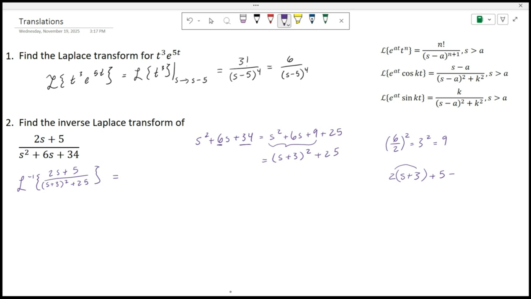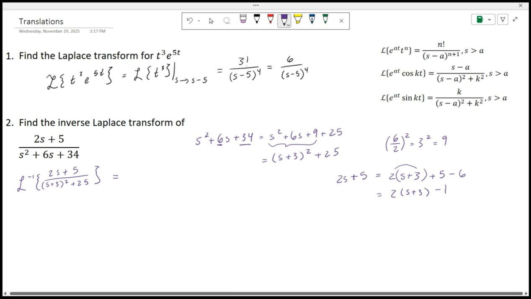All right. If I've added 6 here, if I subtract a 6 here, then I still have something that's equal to what I started with. So this is still equal to the 2s plus 5 that I had initially, if I were to distribute that all out. And so that's going to simplify to 2 times s plus 3 minus 1. And so that is what I'm going to rewrite the numerator as. So it looks kind of crazy that that's equal, but I am just rewriting it. It is equivalent to what I started with.